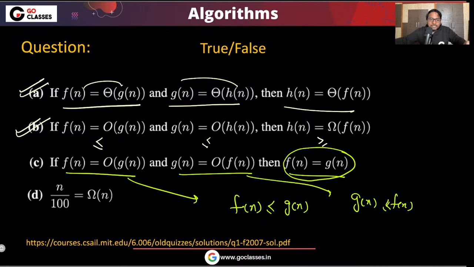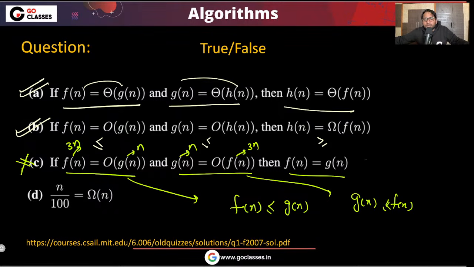So currently this is false. Maybe you can take the example, maybe it is 3n, this is n, right? It is true, right? This is n, this is 3n. These two are true, but 3n and n are not equal, but they are theta. So they are actually theta. They are not really equal. They are theta.